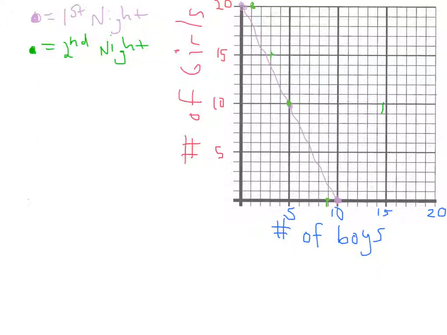Okay, you can see we have a slope of down 5 over 2, down 5 over 2, down 5 over 2, and if I were to connect these dots, we can see that the solution that works for both equations is 5 boys and 10 girls. Therefore, our answer to the question is 5 boys and 10 girls.